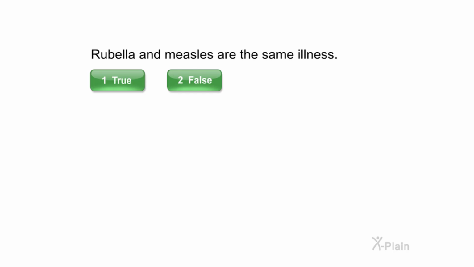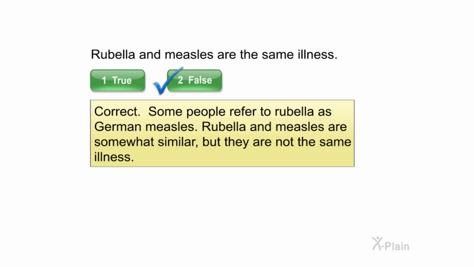Rubella and measles are the same illness. Select true or false. Correct. Some people refer to rubella as German measles. Rubella and measles are somewhat similar, but they are not the same illness.